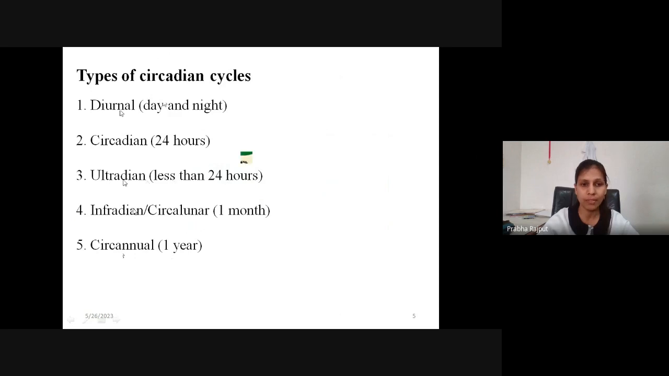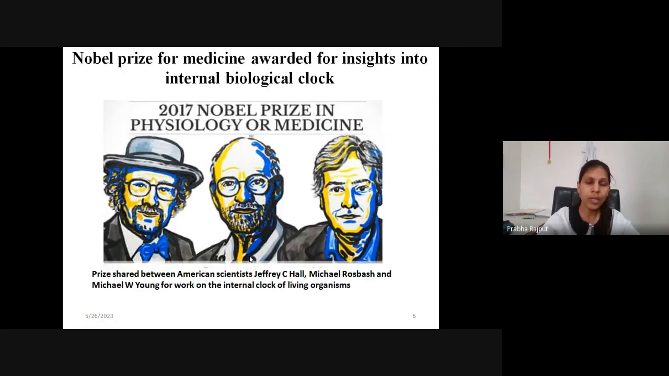If you see some flowers, they start blooming in the morning and close after the afternoon. So this is an example of some kind of circadian rhythm, but these are also circadian rhythms. In 2017, three scientists got the Nobel Prize in physiology for the circadian rhythm. They discovered in Drosophila melanogaster, this fly, how the circadian rhythm is regulated by a molecular mechanism.